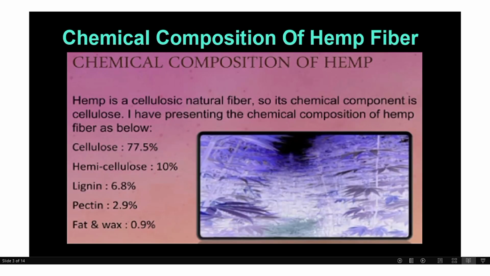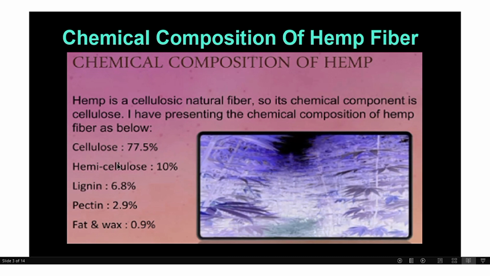Further, we will discuss the chemical composition of the hemp fiber. Hemp is a cellulosic natural fiber. Its chemical composition is cellulose. So it consists of 77.5% cellulose, and hemicellulose about 10%, then lignin 6.8%, pectin 2.9%, fats and wax 0.9%.